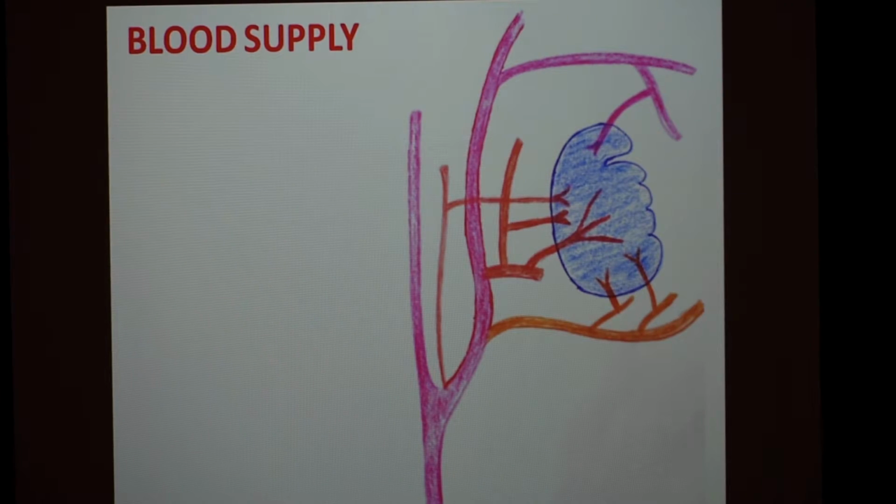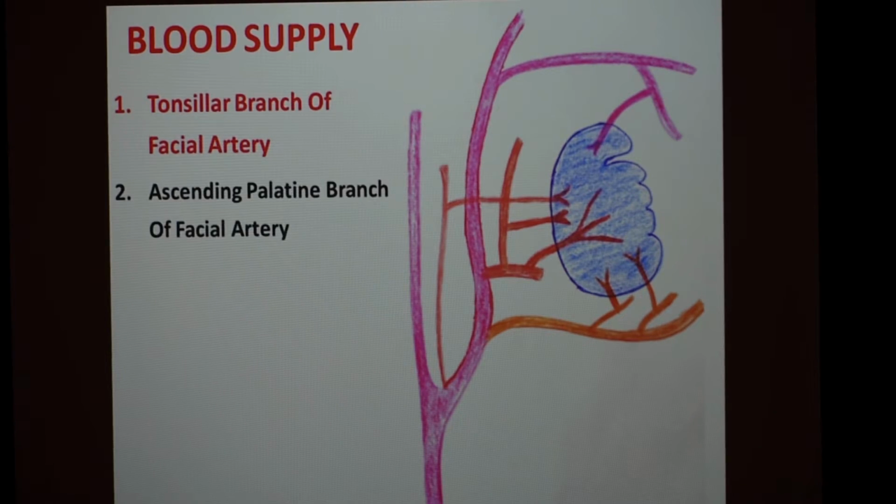So what is the blood supply? The chief principal blood supply of the tonsil is by the tonsillar branch of the facial artery, this one. This is the facial artery as shown in the previous diagram. So this is the chief blood supply of the tonsil, the tonsillar branch of the facial artery. Then we come to the next one, another branch going upwards from the facial artery, that is the ascending palatine artery, which also gives a branch to the tonsil.